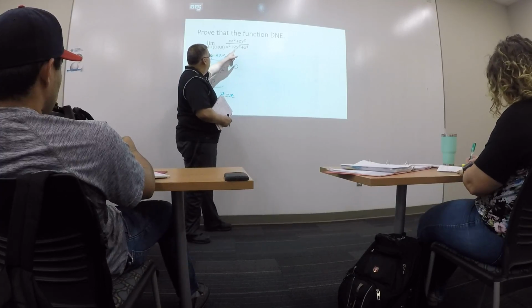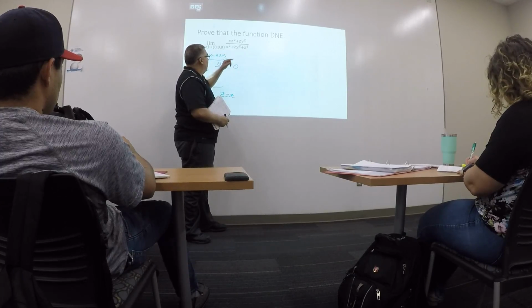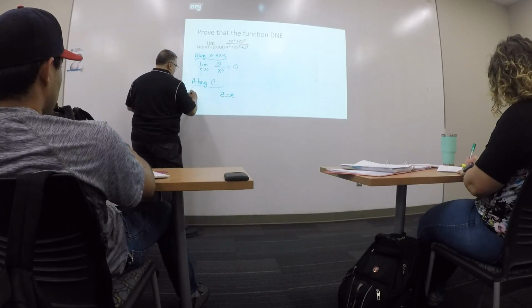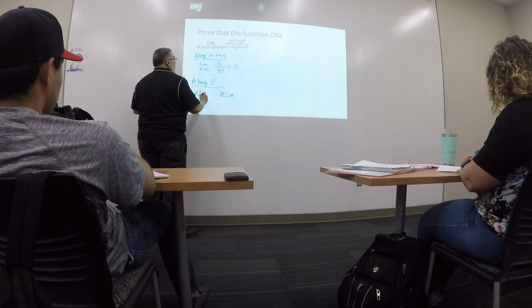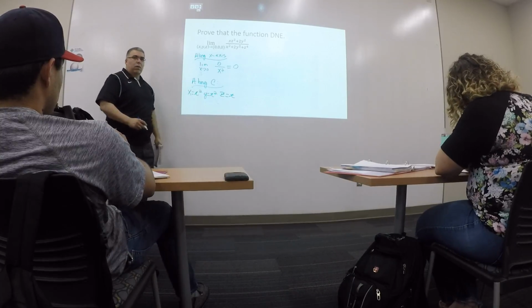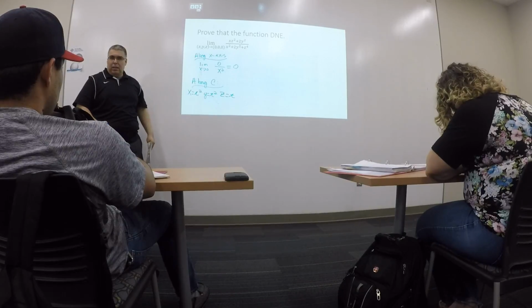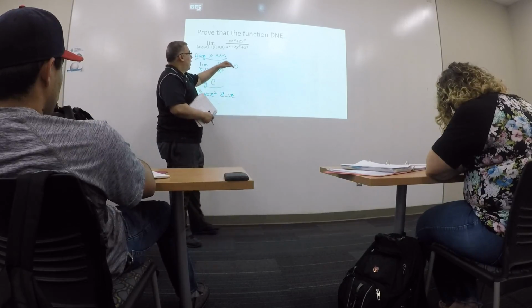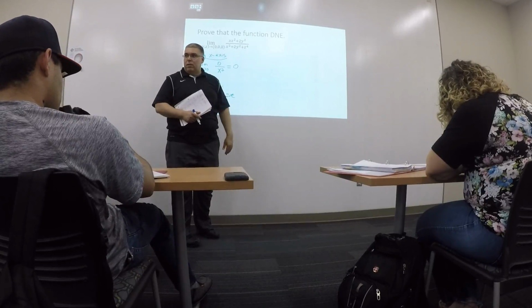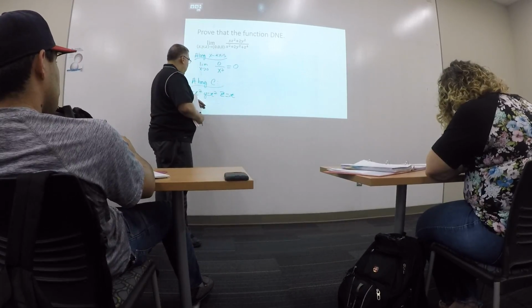Then what do I need to make X and Y to get T to the 4th out of them? T squared. Exactly. If I make X equal T squared and Y equal T squared, it will work. See that? So always go look at the variable with the highest power and call that your T. That's a little trick, okay?